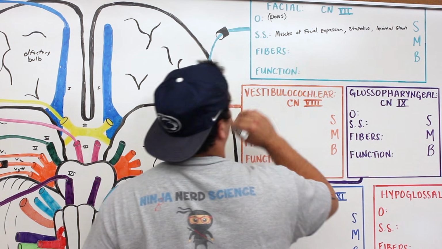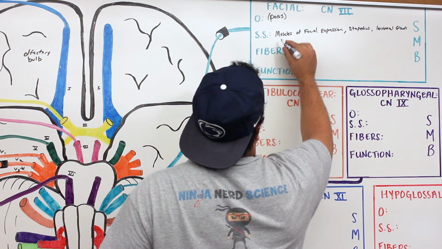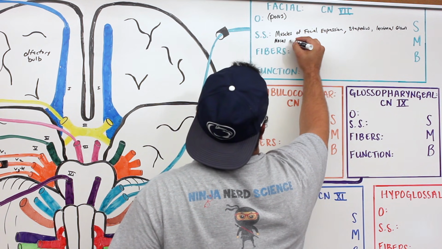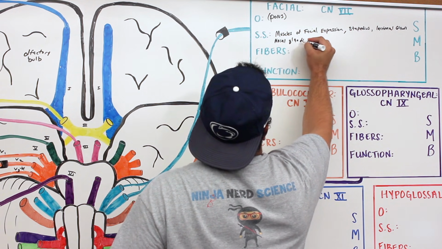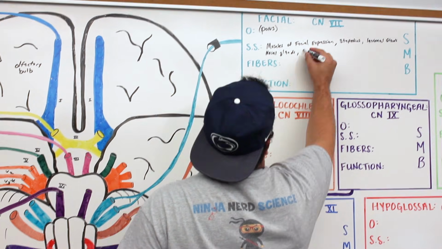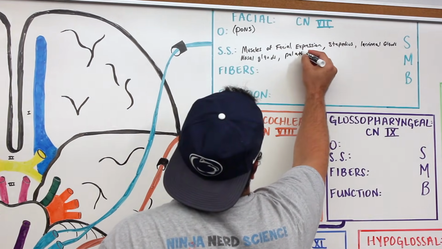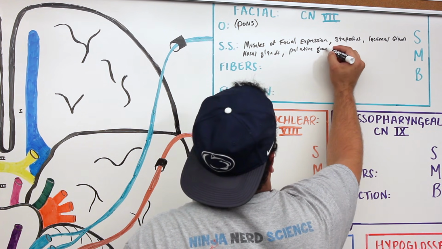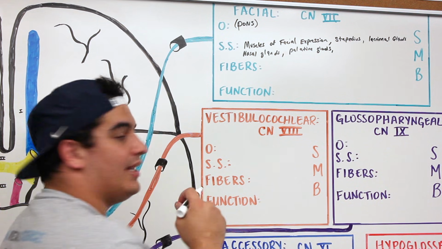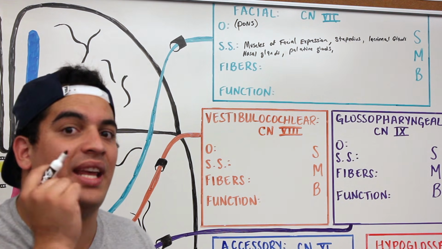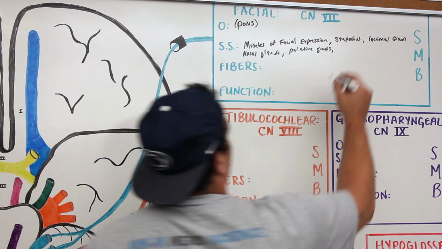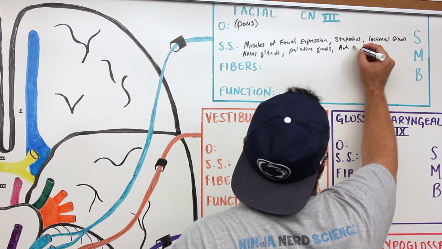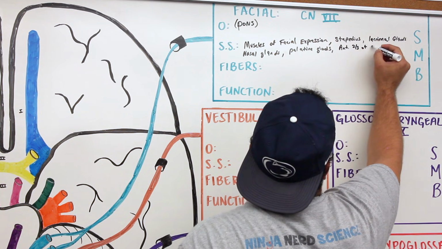What else is it supplying? It's also supplying another part here. We also said that it's supplying the actual nasal glands. Okay, so it's supplying the nasal glands. And we also said it's supplying some little glands around the palate, so the palatine glands. What else is it doing? It's picking up taste. So it's picking up taste from the anterior 2/3 of the tongue. So it's picking up taste. So it's supplying the anterior 2/3 of tongue.